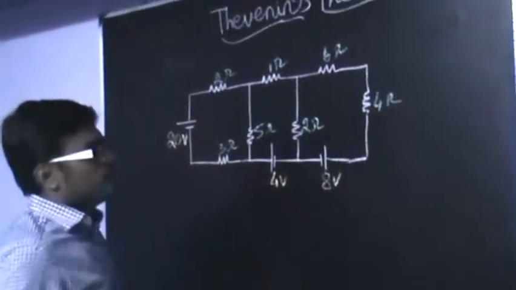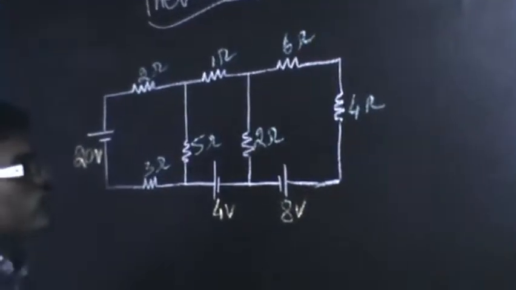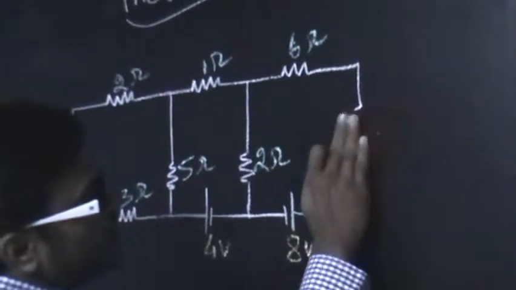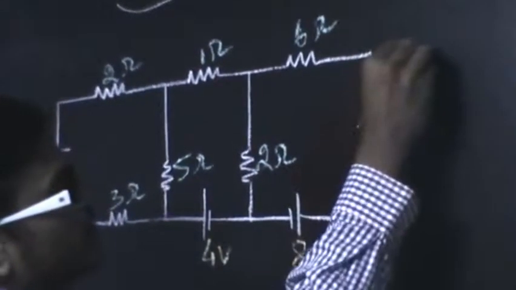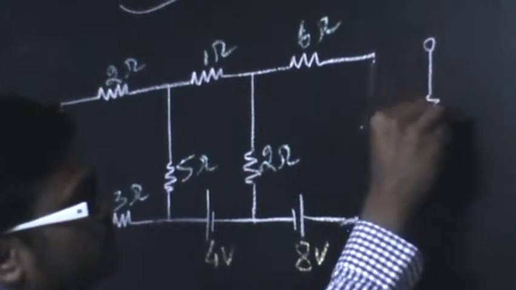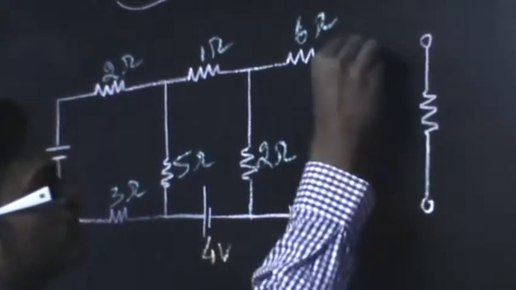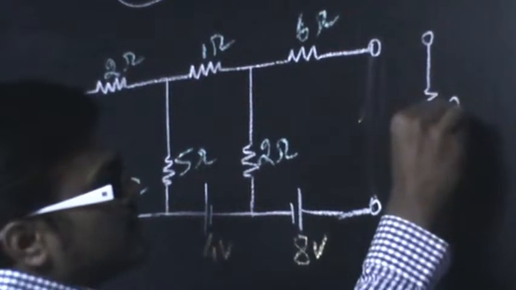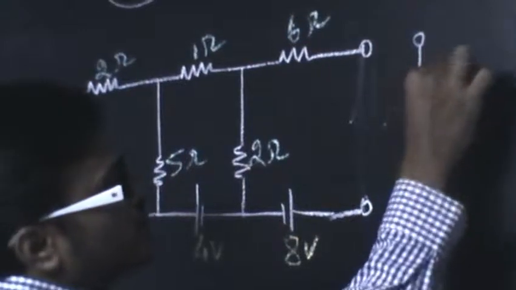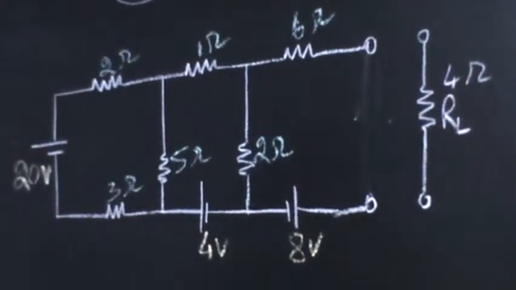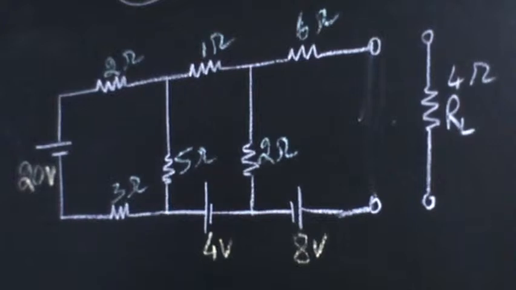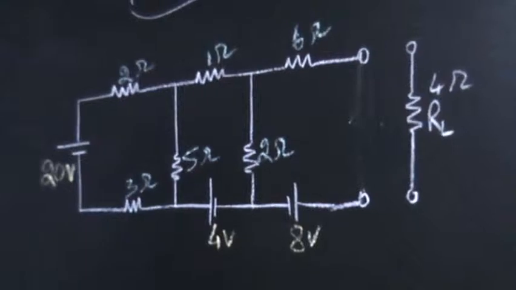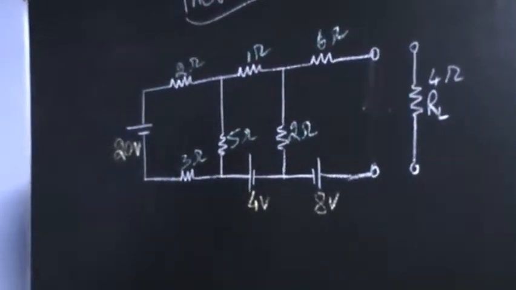by using Thevenin's theorem. So the first step I am going to do is remove this 4 ohm resistor according to Thevenin's theorem. I am going to remove this 4 ohm resistor from the circuit, and I am going to name this as load resistance, which is 4 ohm. This is the first step in Thevenin's theorem. My second step is to distribute the current using Kirchhoff's law.